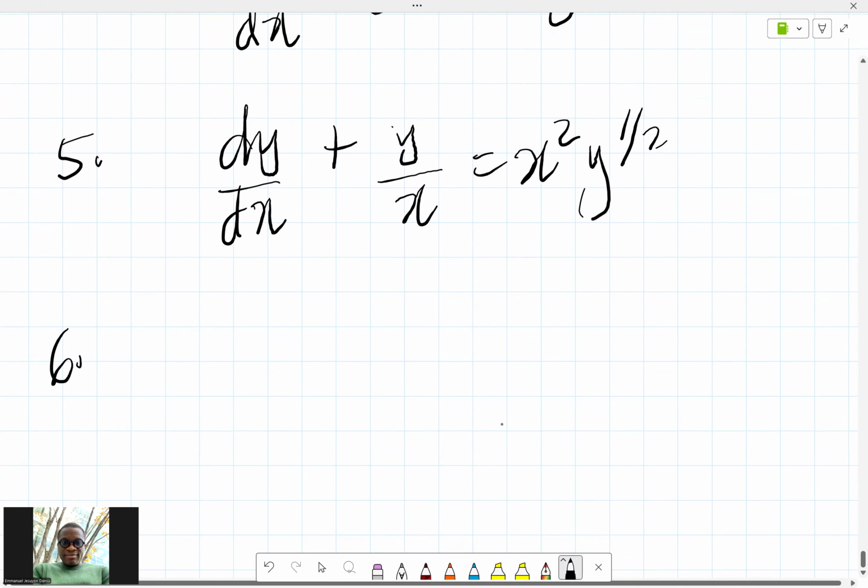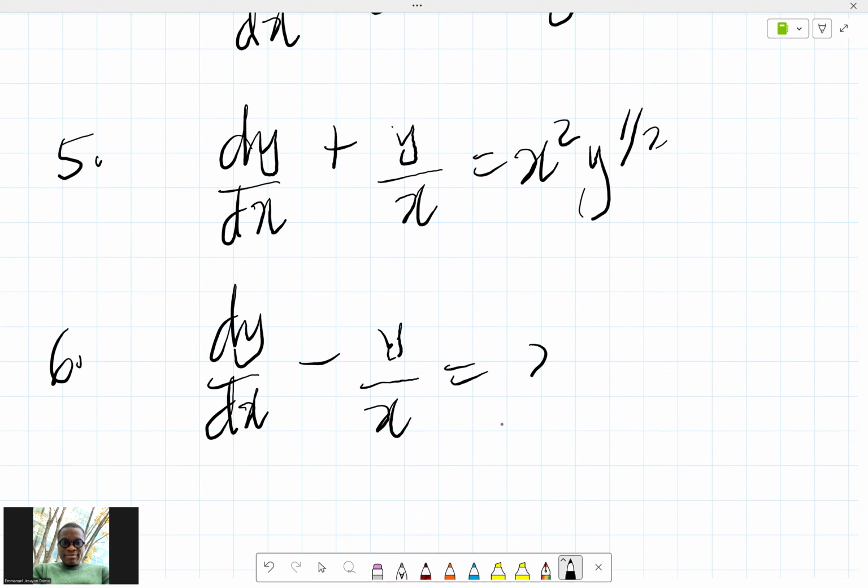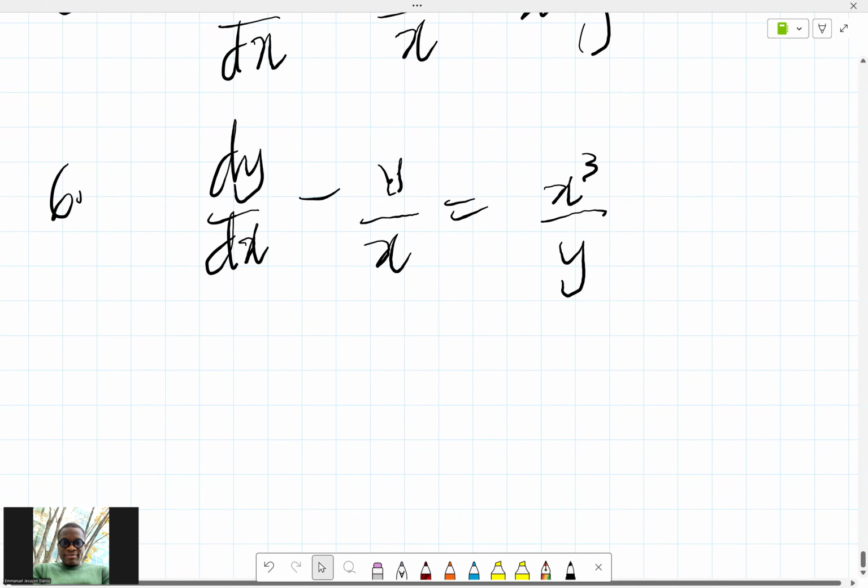And then number 6, dy/dx - y/x = x³/y. Okay, x cubed over y. So here, that's y raised to power -1. So your n is -1. So you also want to check that to see what it looks like.